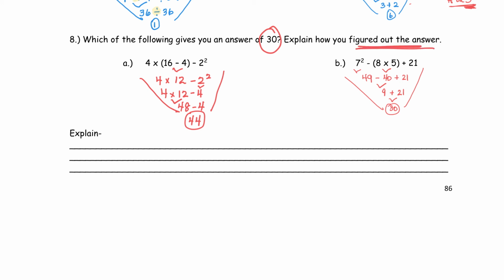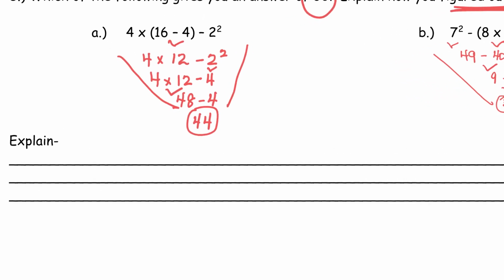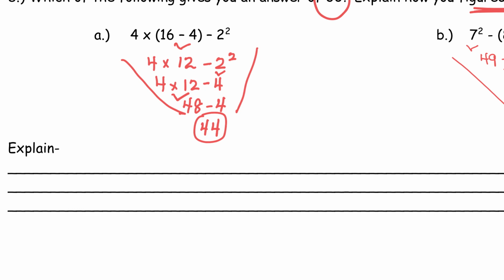Well, if I look at choice A, I notice that my answer is 44. I followed the order of operations for this. I start with what's in the parentheses here, and I got 12. And then I noticed that I had an exponent, so I solved that next. Finally, I have 4 times 12 minus 4. Next comes multiplication. 4 times 12 is 48 minus 4 gets me a final answer of 44.